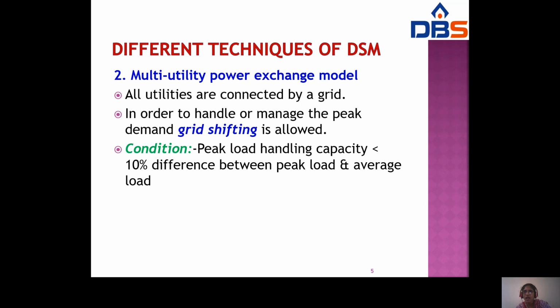Grid shifting is allowed. So the major condition of this multi-utility power exchange model is that peak load handling capacity is less than 10% difference between peak load and average load. So all utilities are connected to the grid. In order to manage the peak demand, grid shifting is allowed. The basic condition is peak load handling capacity is less than 10% difference between peak load and average load.